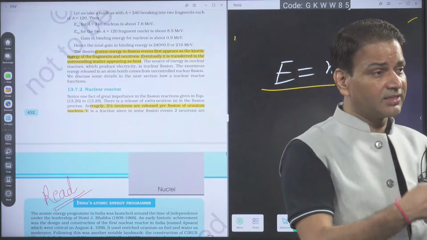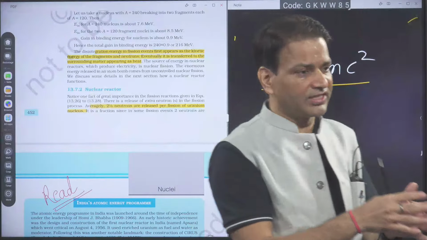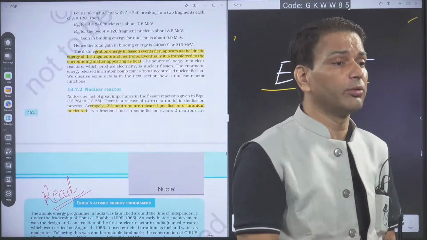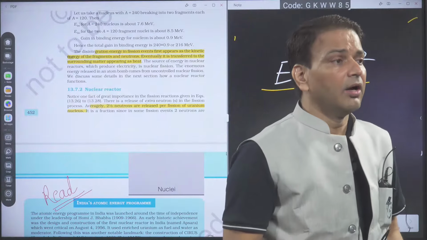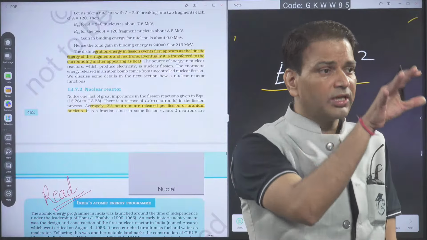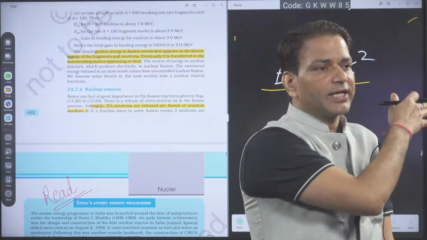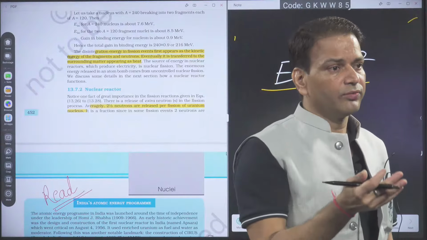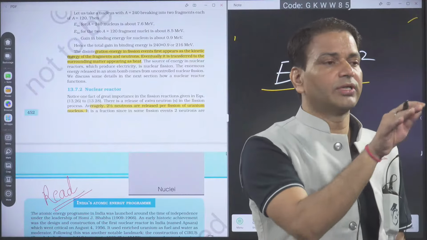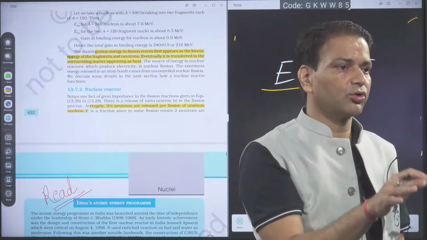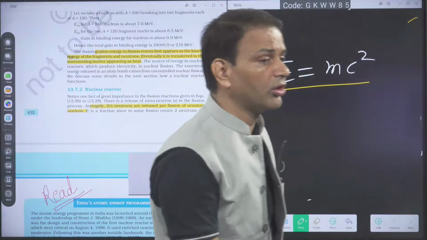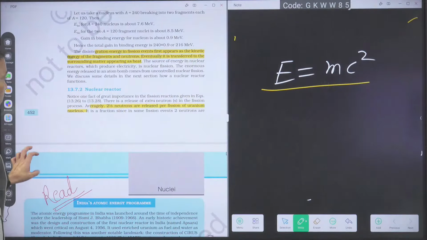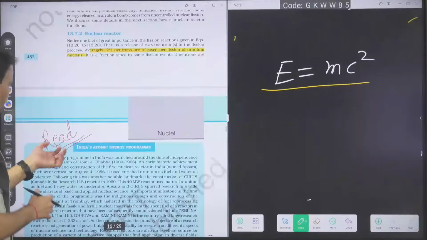To carry out the fission in a controlled manner, we have to absorb the neutrons. So we need a neutron absorber and a neutron moderator. What is a neutron moderator? It slows down the fast moving neutrons, otherwise neutrons can penetrate your nuclear reactor without doing fission. So we need to slow down the neutrons, and that is called the neutron moderator. What we use as a neutron moderator: water, heavy water, or graphite rods. Here they have given it somewhere also.